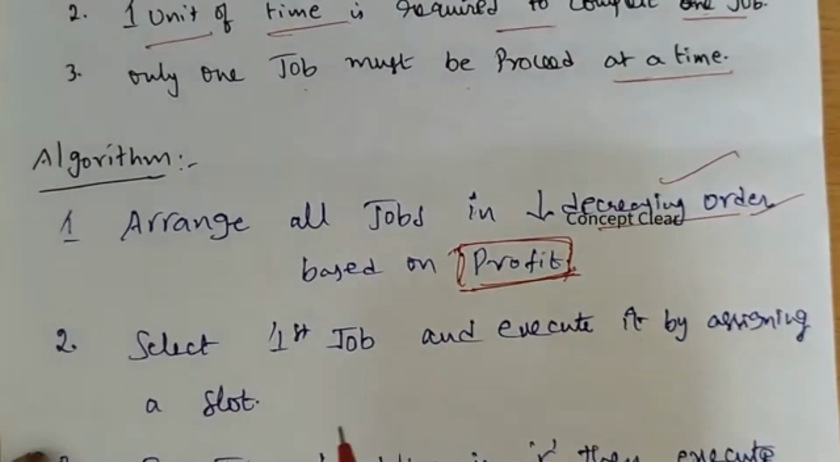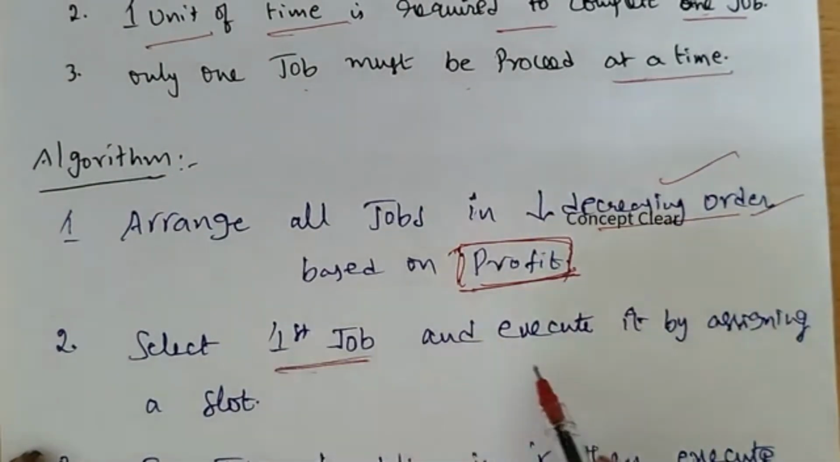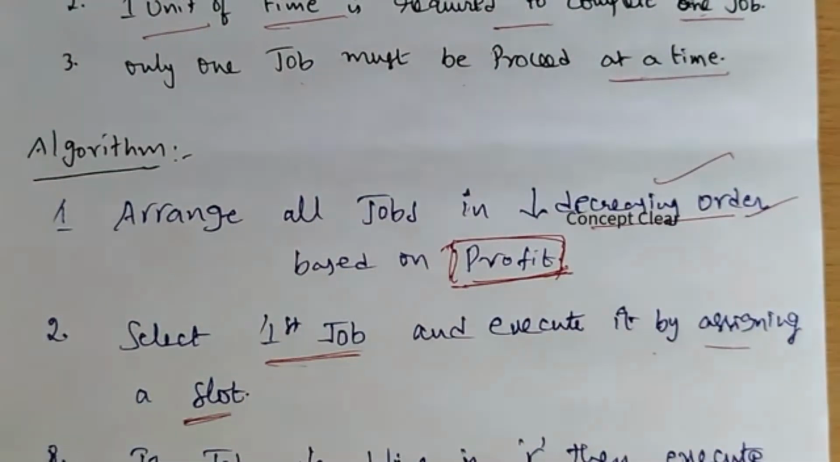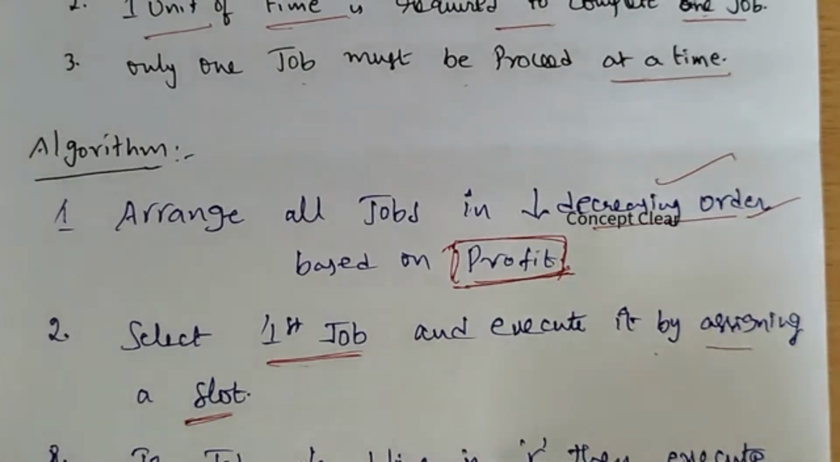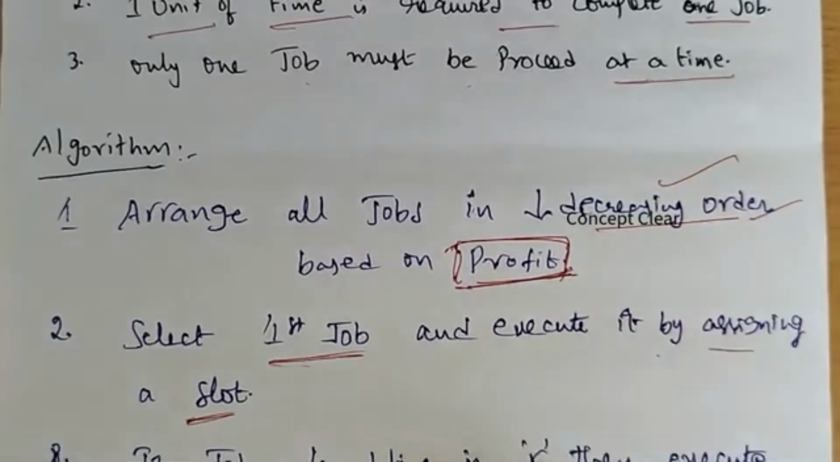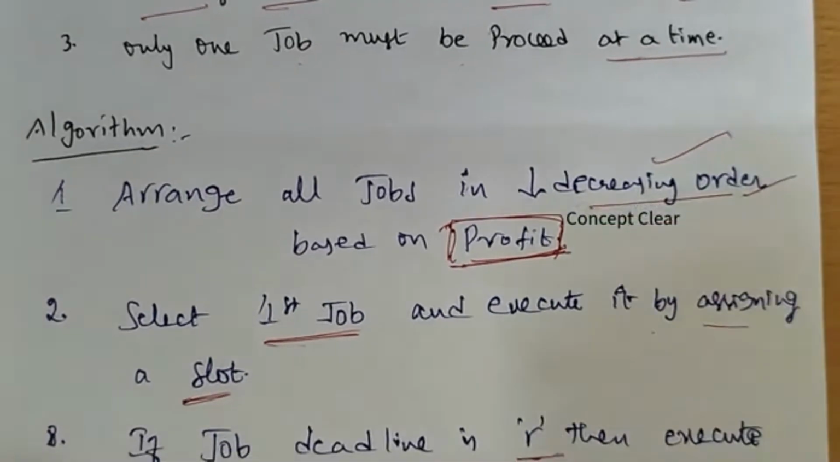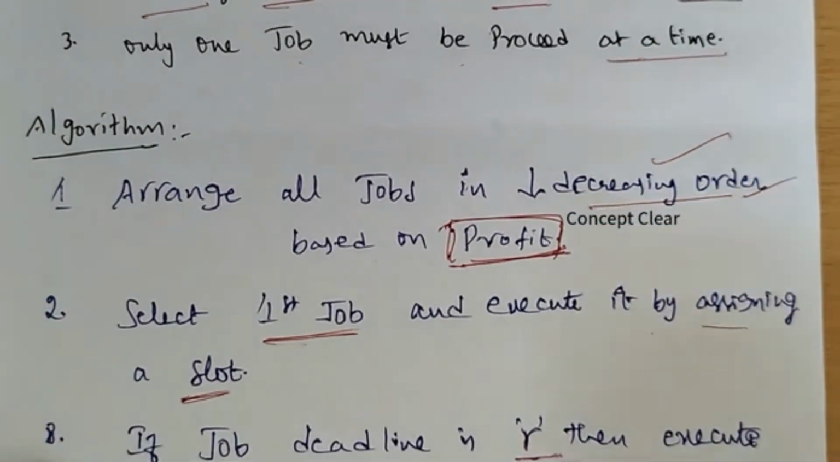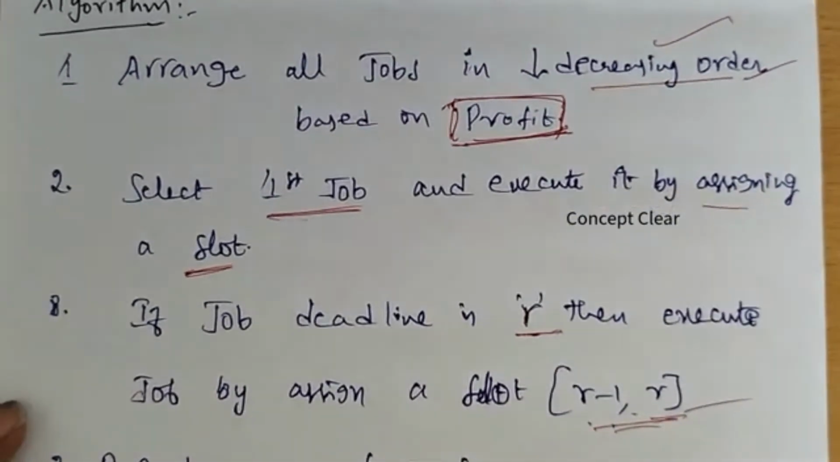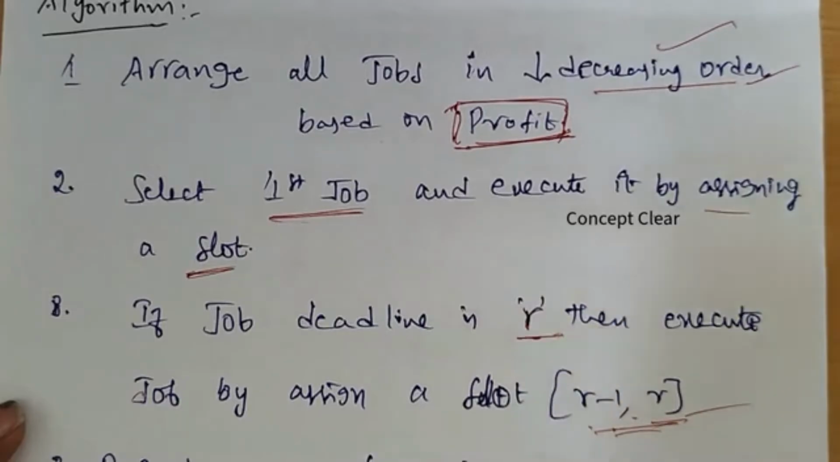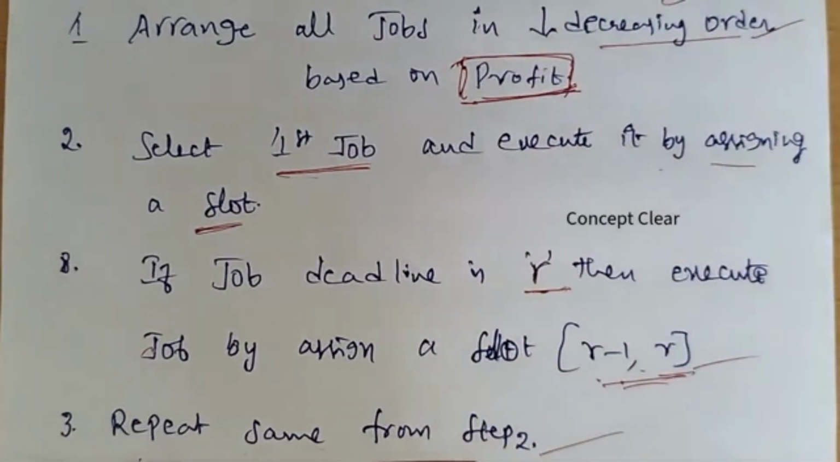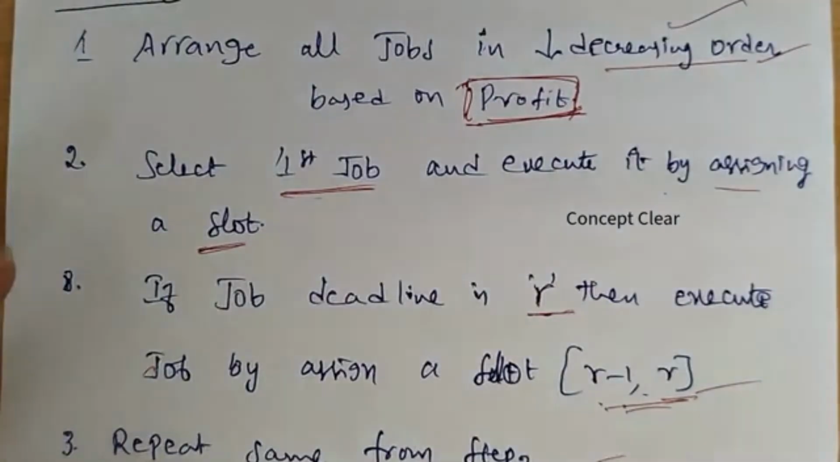Then what is the second step? Select the first job and execute it by assigning a slot. If the job deadline is R, then assign the slot R minus 1 comma R. And what is the third step? Repeat the same from step 2 until the end of all the jobs.